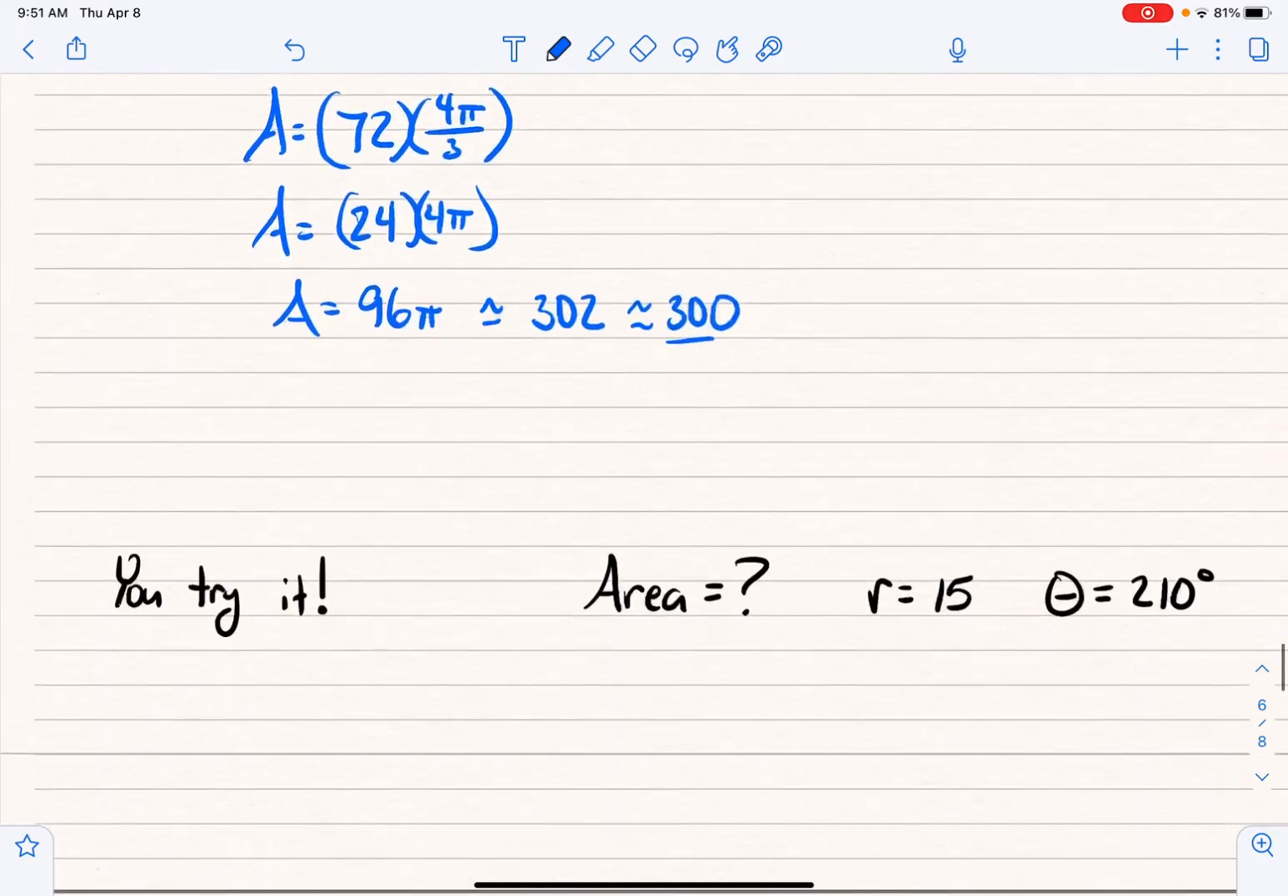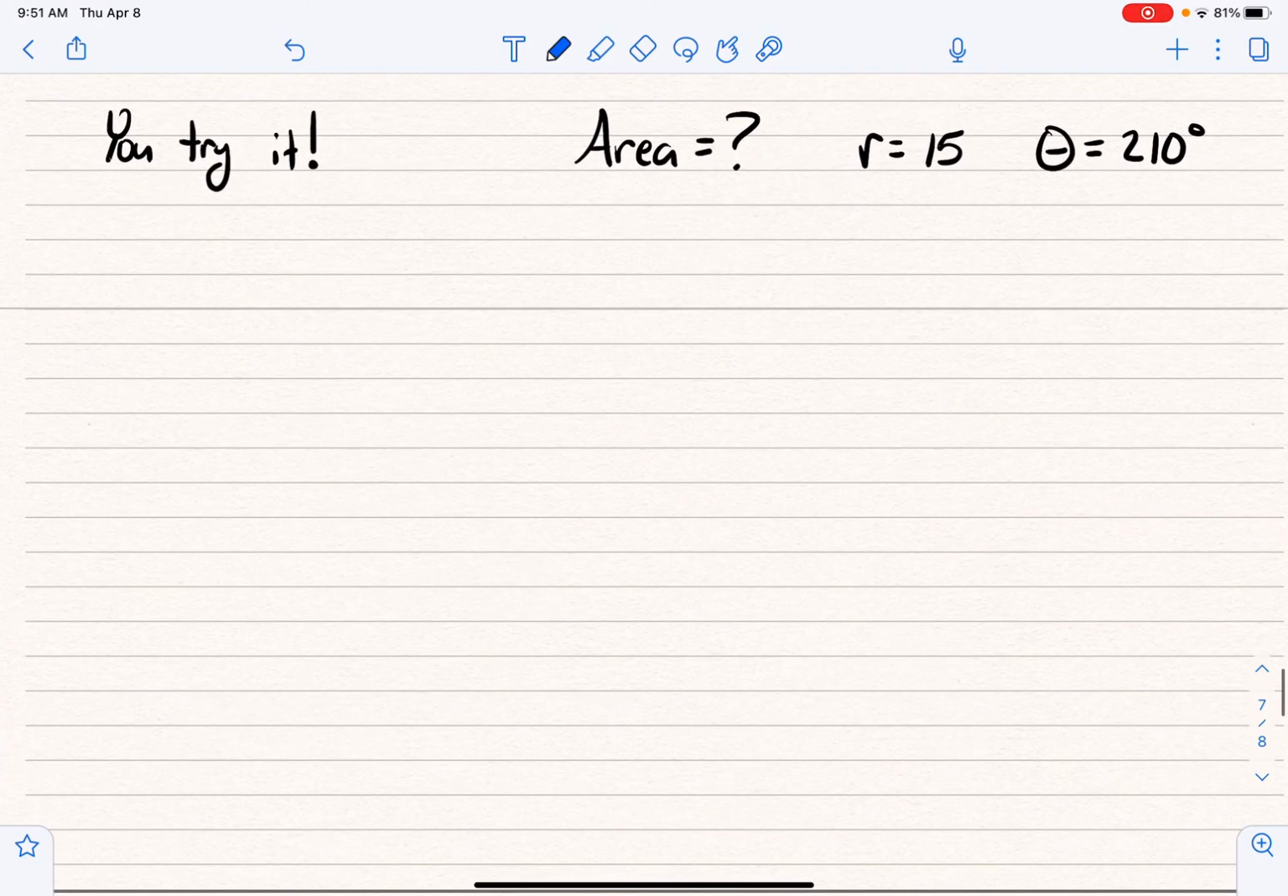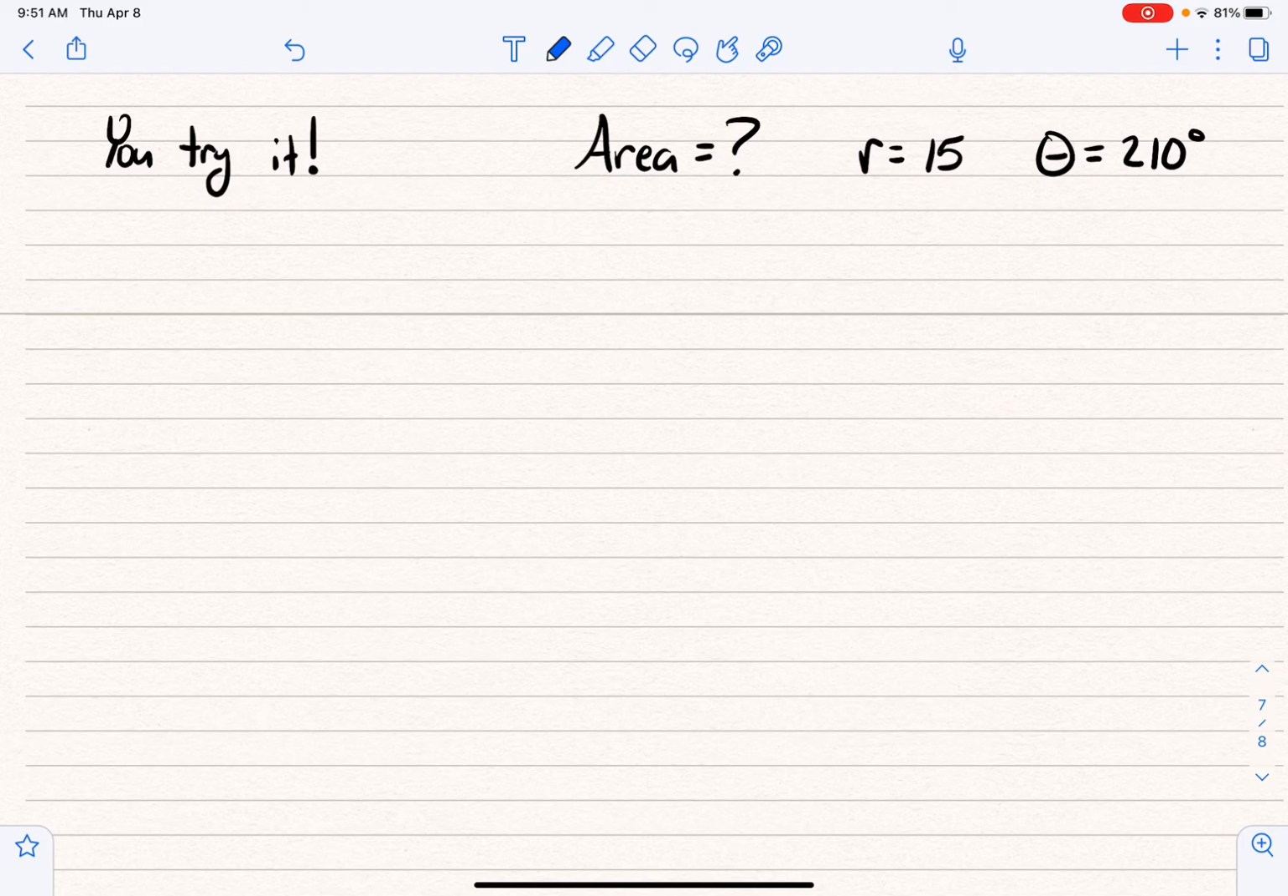So what I'd like you to do right now is try this one, and then I'm going to get you started on some problems, and you can take a break from watching this video. Try to find the area if the radius is 15 and the theta is 210. Pause the video, give yourself a minute or two, and find the area. All right, let's see how you did.